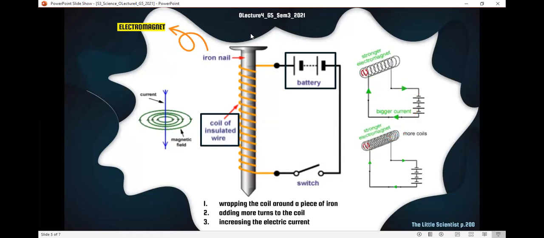Which electromagnet is stronger? Which electromagnet is stronger? This one, or this one? Bravo, Yalana. Why, Yalana? Can you tell me why?